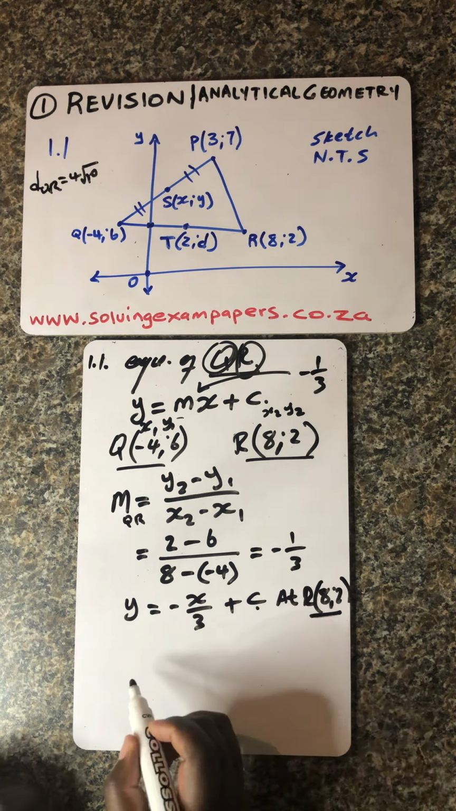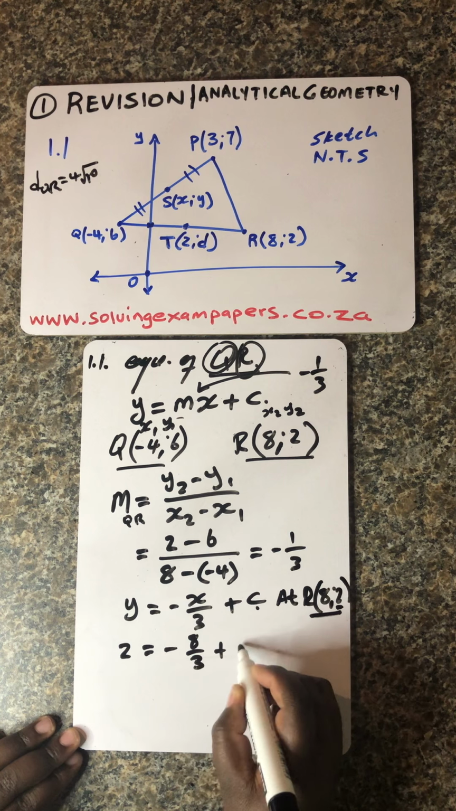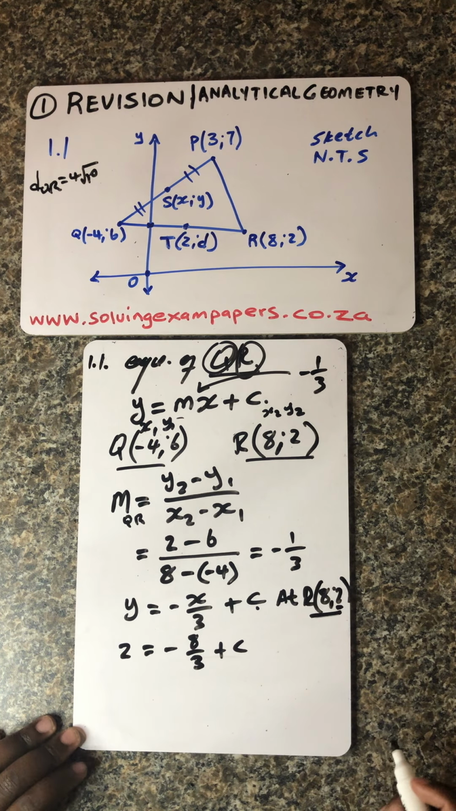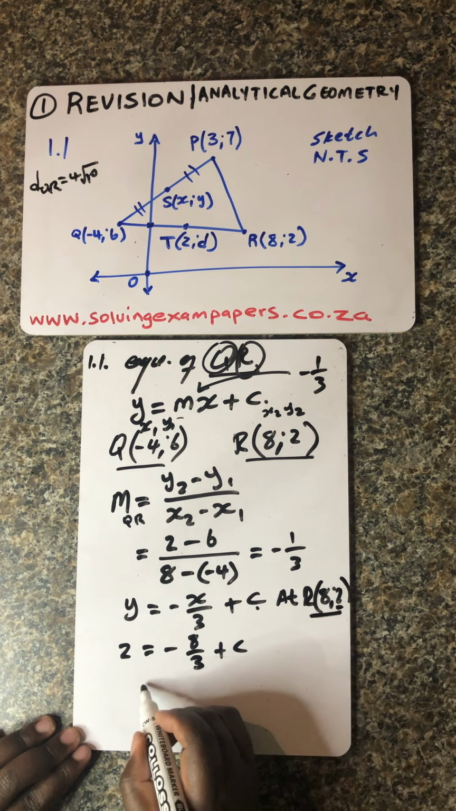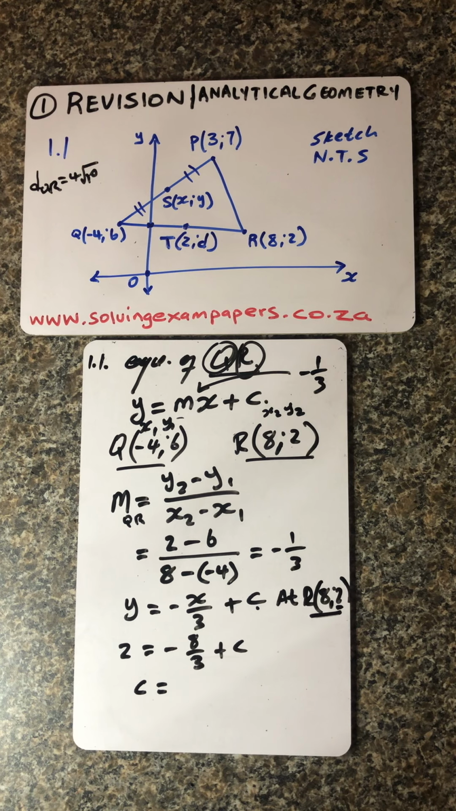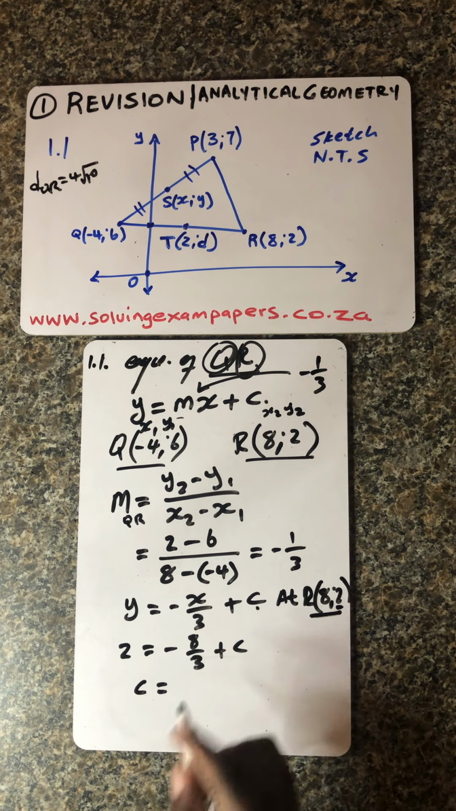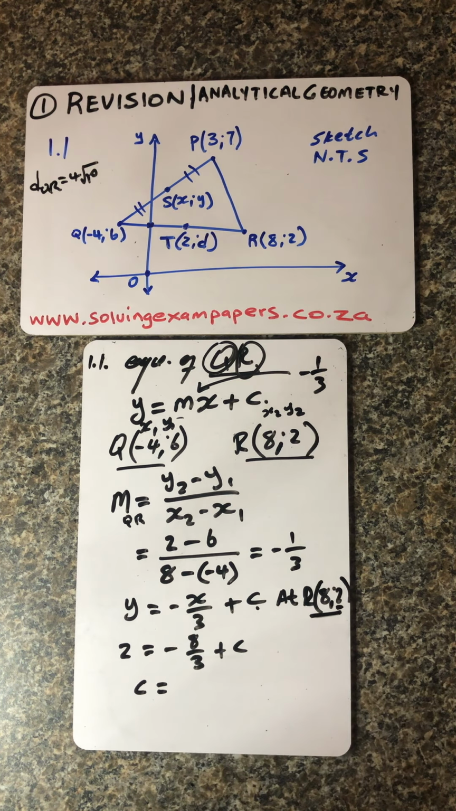So now let's substitute. What is the y value? It's 2, which equals negative, what is the x value? It's 8 over 3 plus c. Okay, so obviously, ladies and gentlemen, this is easy maths. You just take this to the other side and then it changes sign.